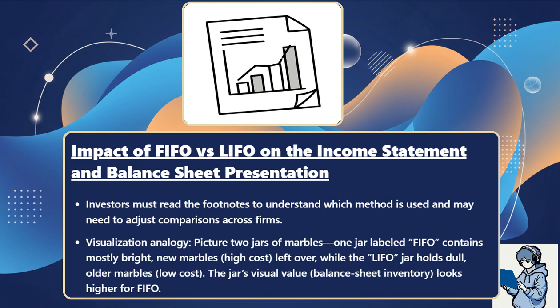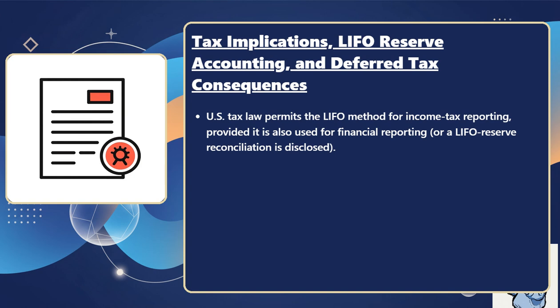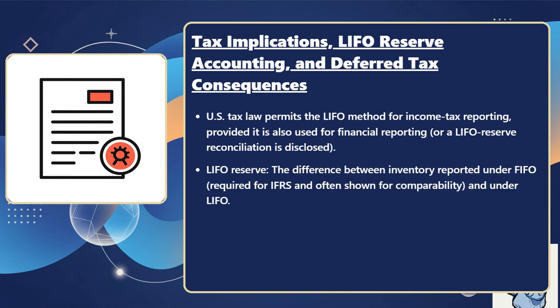Visualization analogy. Picture two jars of marbles. One jar labeled FIFO contains mostly bright new marbles, high cost, left over, while the LIFO jar holds dull, older marbles, low cost. The jar's visual value, balance sheet inventory, looks higher for FIFO. U.S. tax law permits the LIFO method for income tax reporting, provided it is also used for financial reporting, or a LIFO reserve reconciliation is disclosed.